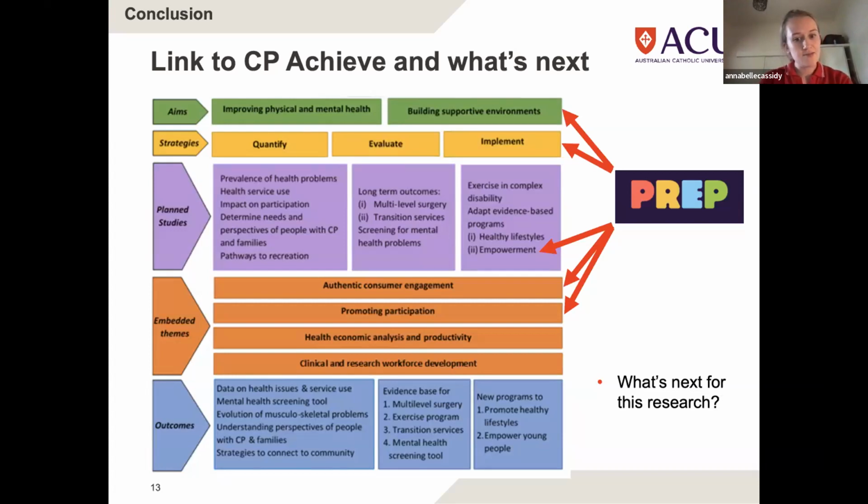So what's next? In terms of this research and what is happening next, our team are in the process of exploring how we can scale up and expand PrEP for more individuals to be able to use and participate in. And this will take form of a knowledge translation study.